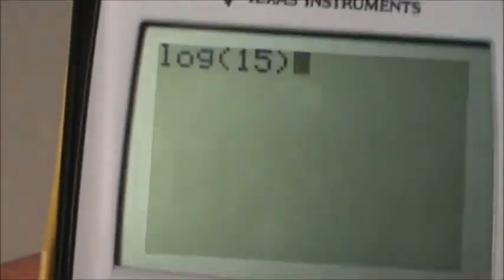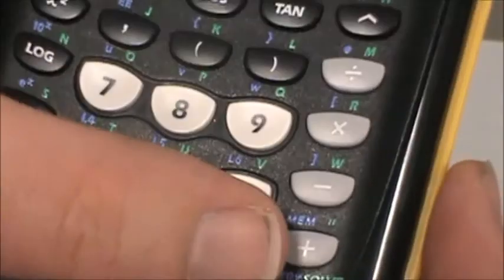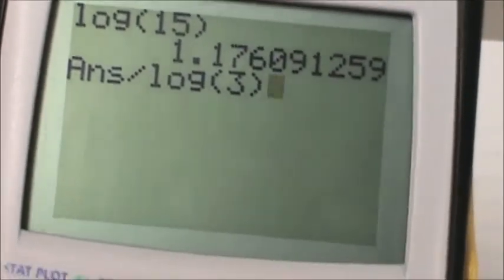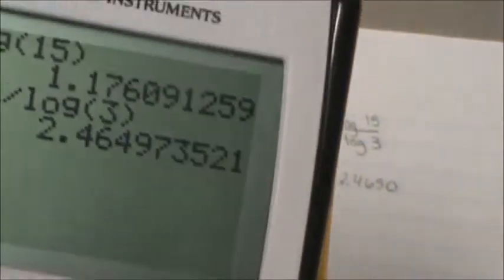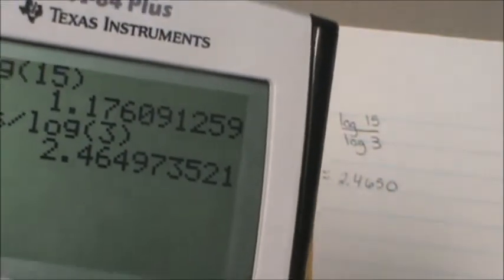Now, if you wanted to, you could have done log of 15, found that value first, hit enter, then hit the divides key, log of 3, close the parentheses, and hit enter, and you would have gotten the same exact result, about 2.4650.